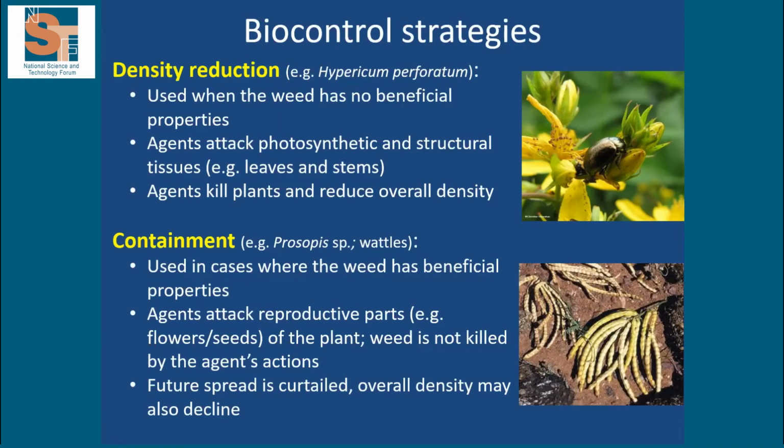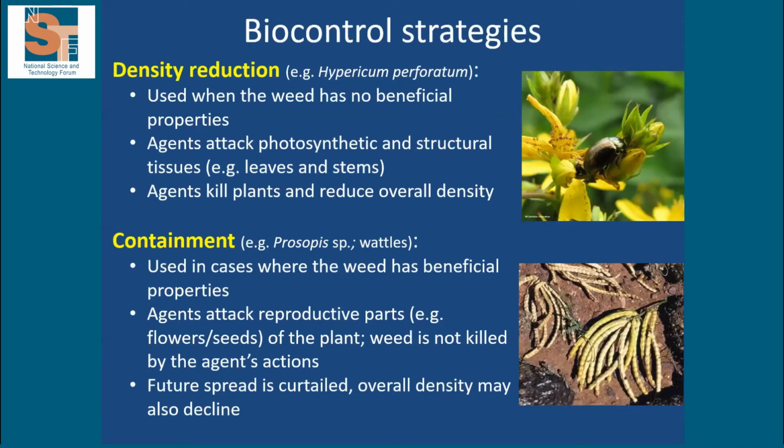In general, there are 2 biocontrol strategies that are implemented in order to manage invasive weed species, and these are often reliant on whether or not the species that we are looking to control is considered beneficial or not. I know that forestry species are considered beneficial, so in this instance we would not use the density reduction strategy, which is the first one I've listed on the slide here.